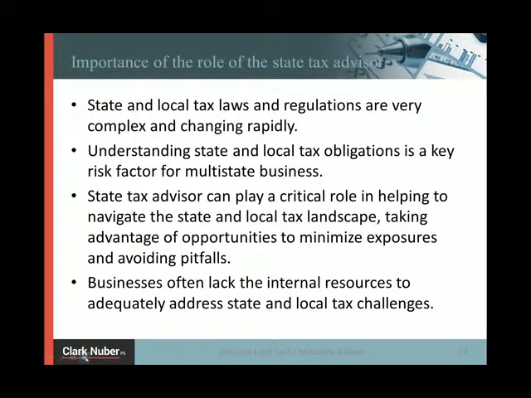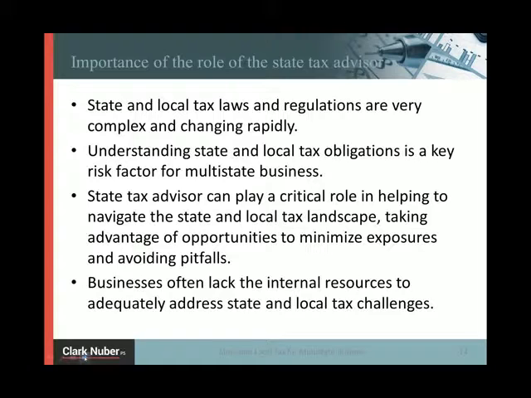So, having talked about the importance of state and local tax to multi-state business, I want to shift the focus of the conversation to the importance of the role of the state tax advisor. And just repeating the point that was made earlier, no doubt you can appreciate that state and local tax laws and regulations are complex and changing rapidly. And so it's important to have someone with the expertise to be able to focus on and keep track of these various changes and to understand the finer points of how these laws interact.